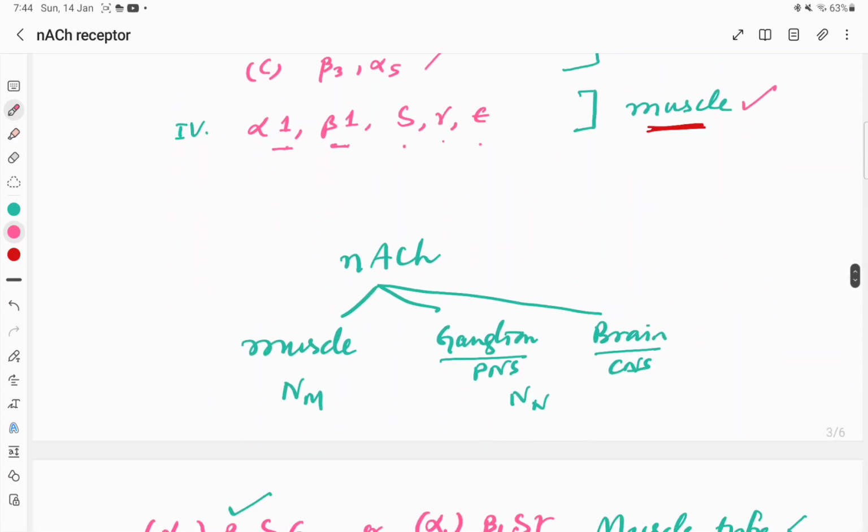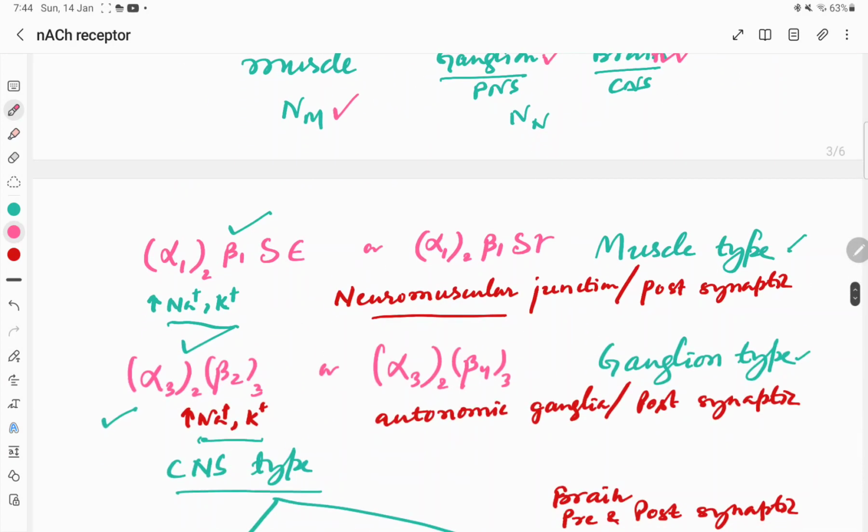So nicotinic acetylcholine receptor can be present in muscle, so nicotinic muscular receptor, and in the neuron, that is nicotinic neuronal receptor, and that can be present in ganglion in the peripheral nervous system, or in the central nervous system it can be present in the brain. So as we just discussed, there can be different combinations of all these 5 subunits.